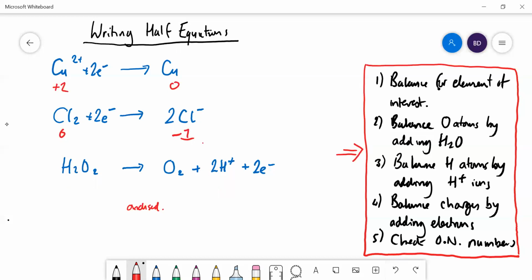Okay, so I think the best thing to do is to do an example so we can understand what's going on. And half equations are very useful because you can combine 2 half equations, stick them together into a full equation, and it's quite an easy way of writing an equation and being able to understand what's going on there.